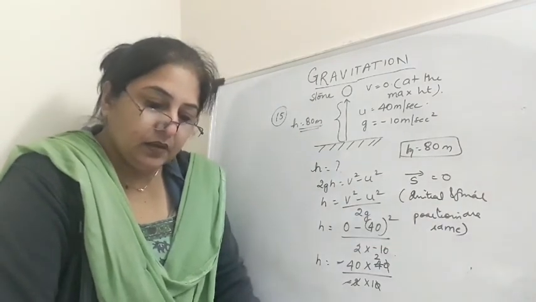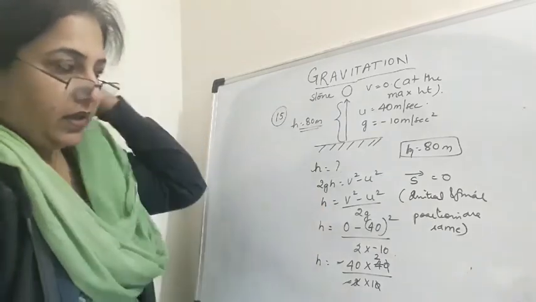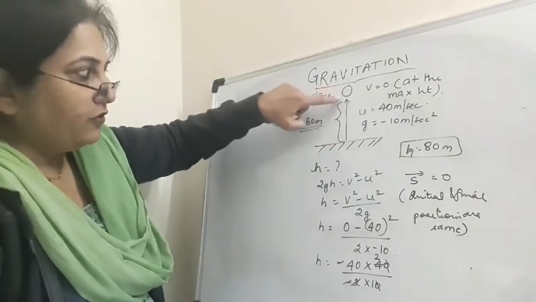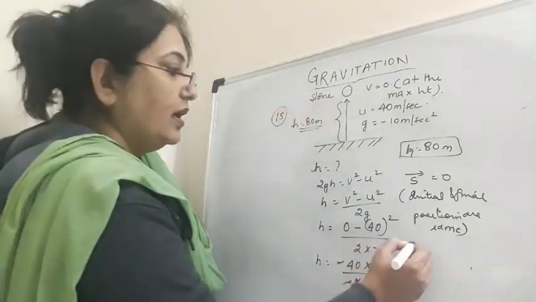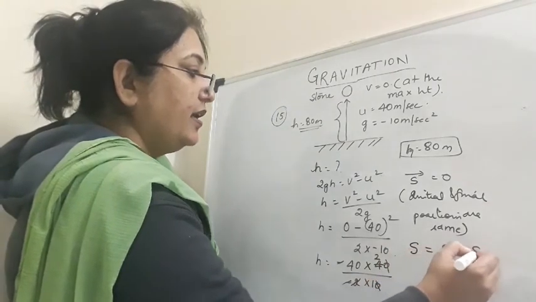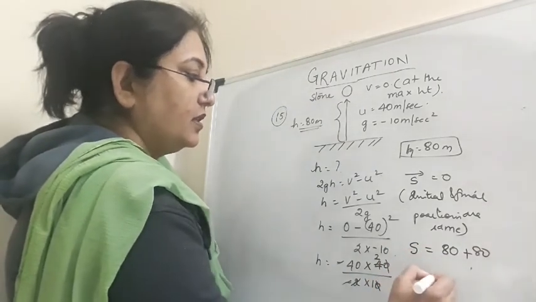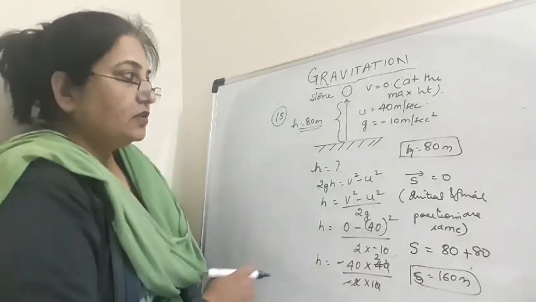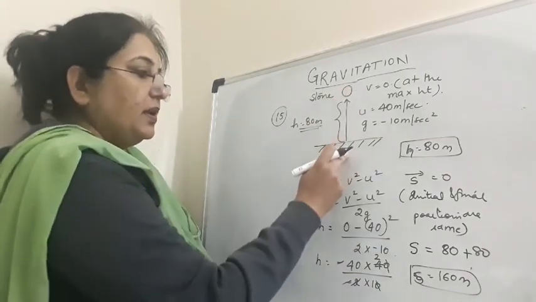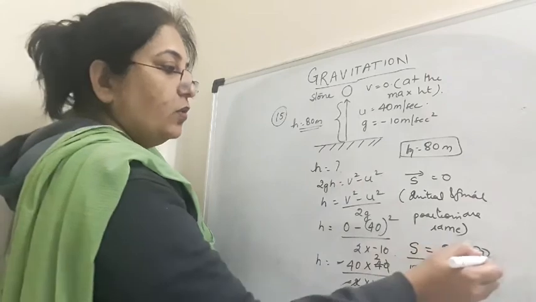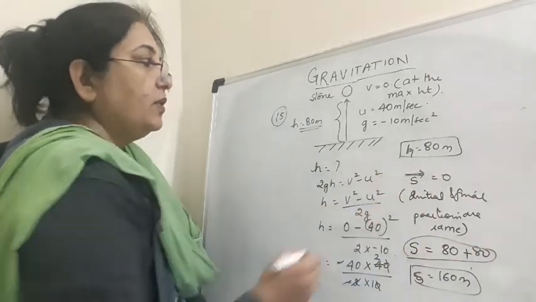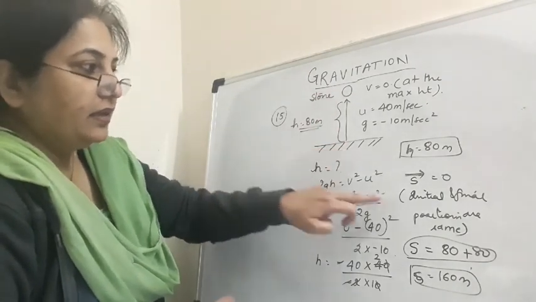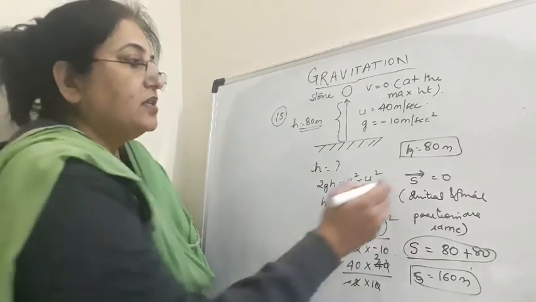Then what is the total distance covered by the stone? Now you know that the height at which it reaches is how much? 80 meters. So when it falls down, the total distance will be s equals to 80 plus 80, and therefore how much? s is equal to 160 meters. Okay, so this is the total distance covered by the stone because going up 80 meters and coming down 80 meters, so total 160, and the displacement is 0 because the stone is going up and falling down at the same place. Initial and final positions are same, hence displacement will be 0.